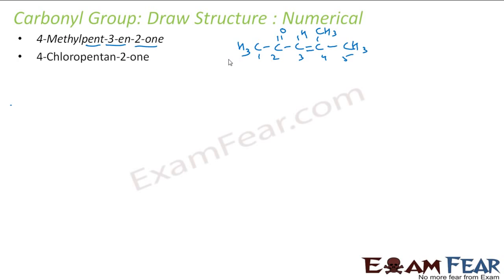Let's try one more. 4-chloropentan-2-one. It's pentane. So let me draw 5 first. 1, 2, 3, 4, 5 is the pent. Let me put the numbers. All single bond. Okay. At 2 I have one. Let me put a one at 2. This is done. At 4 I have a chloro. Put a chloro at this. This is my structure. Other things you can just put extra hydrogen, and the CH3.